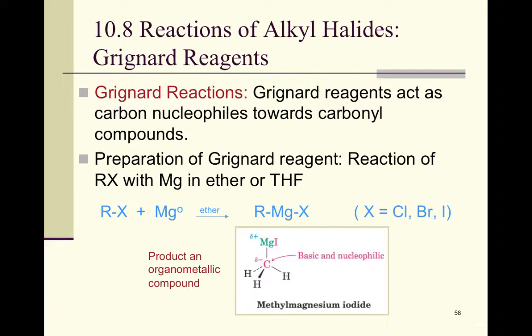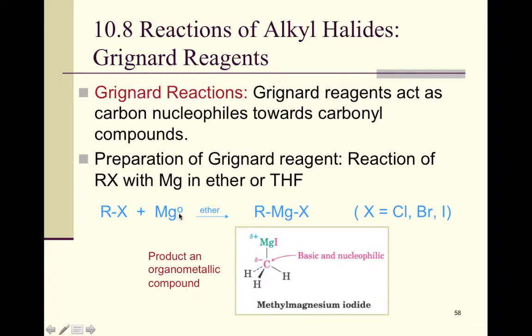Reactions of alkyl halides using the Grignard reagent. On Grignard reactions, we start with a Grignard reagent that acts as a carbon nucleophile towards carbonyl compounds. The preparation of the Grignard reagent is the reaction of the alkyl halide with magnesium in either ether or THF. Now, THF is also an ether, so ether is kind of a generic word, but you can also specifically use THF. Here's our alkyl halide.